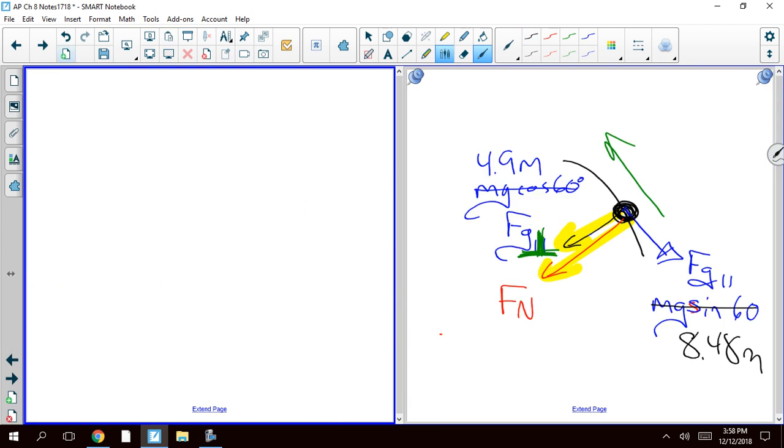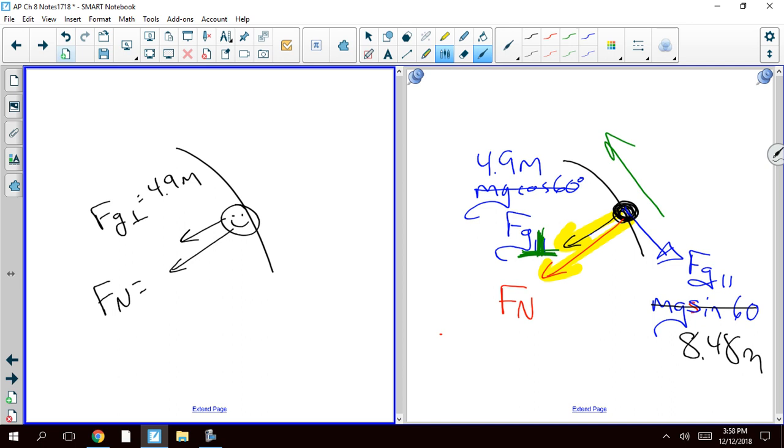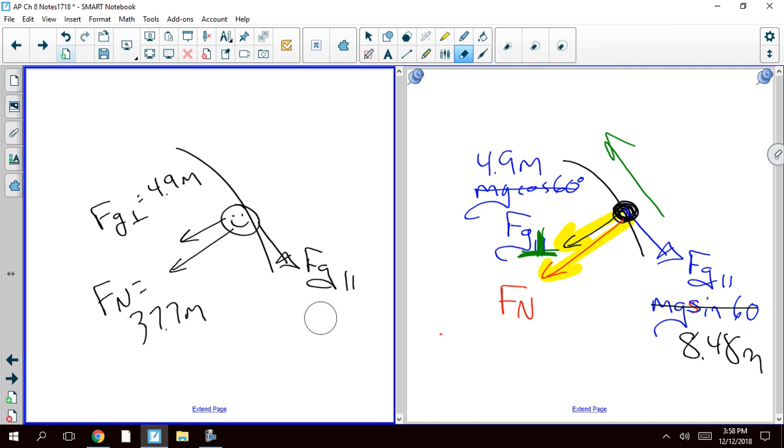is going to look like this. So here's your ramp, or your loop, here's Roy. So we're going to have force of gravity, which is perpendicular to the motion. That's 4.9m that way. You've got a normal force, which is, what did we say, 37.7m. And then you've got your FG parallel to your velocity, and that is the 8.48. Oh, I did it again. Why did I keep doing that? 8.48m. All right, so there's our free body diagram.